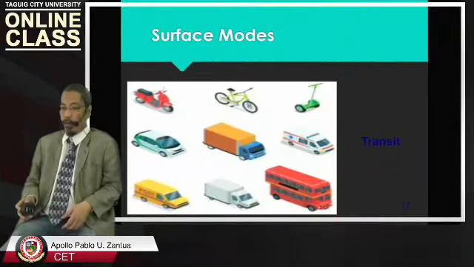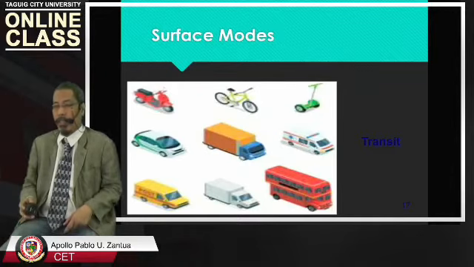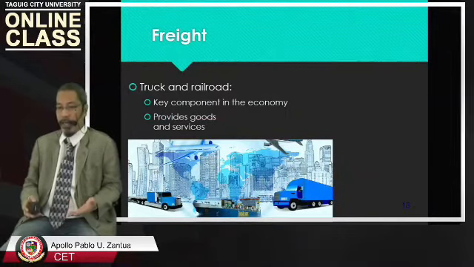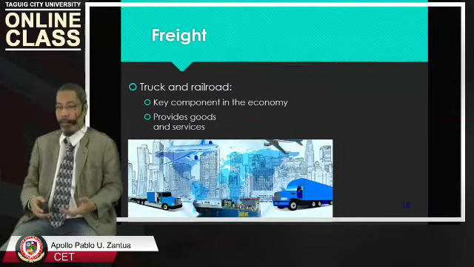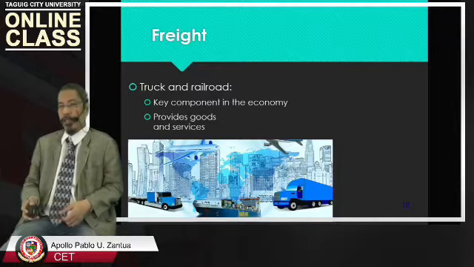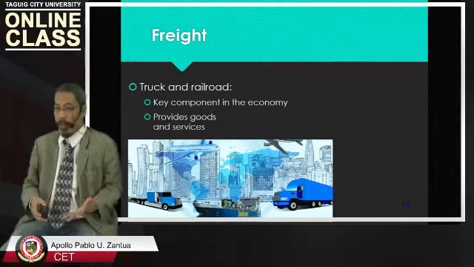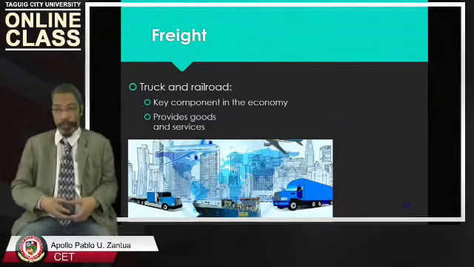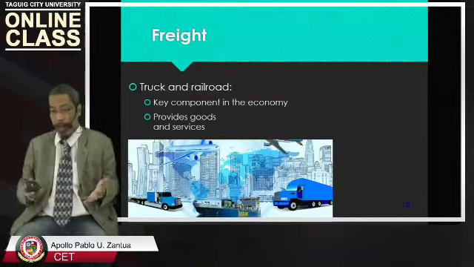Surface modes, just like what we have said several slides ago. These are the modes of transportation that could possibly deliver goods and people from one location to another. And the freight system, meaning the main products are goods for the running of the economy, providing goods and services. Trucks, railroads, ships. Those are the cheapest types of transportation. That's why they are obviously designed for bulk transport of goods and services. Not for individual persons or retail. More on wholesale and bulk products.